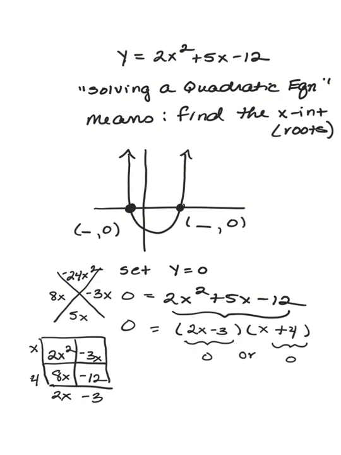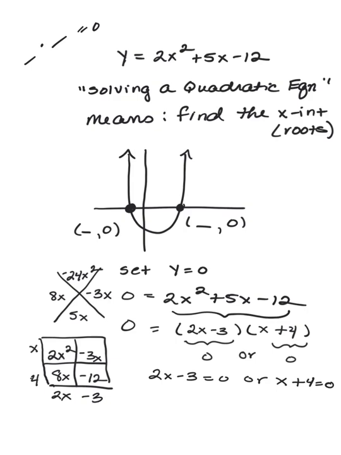Okay, so we factored the quadratic expression. It factors into 2x minus 3 times x plus 4. This is a product that equals 0, so that means either 2x minus 3 equals 0 or x plus 4 is equal to 0, okay? Remember, anytime we have two things multiplied together and the result is 0, one of them has to be 0. One of the factors has to be equal to 0, okay?